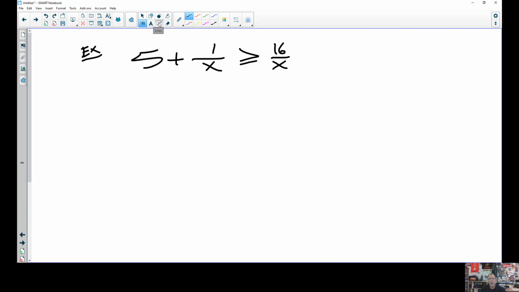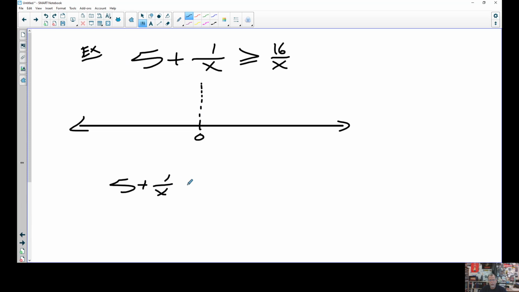So again, the first thing I want to do is I realize this is an inequality, so I'm making a number line. All right, values that cannot be in my denominator. 0 again. So 0, I leave out, and it's a dotted line because there's no way 0 can be an answer for this, so I can't include that in any solution. Then we go on. Next step is to look at 5 plus 1 over x equals 16 over x.